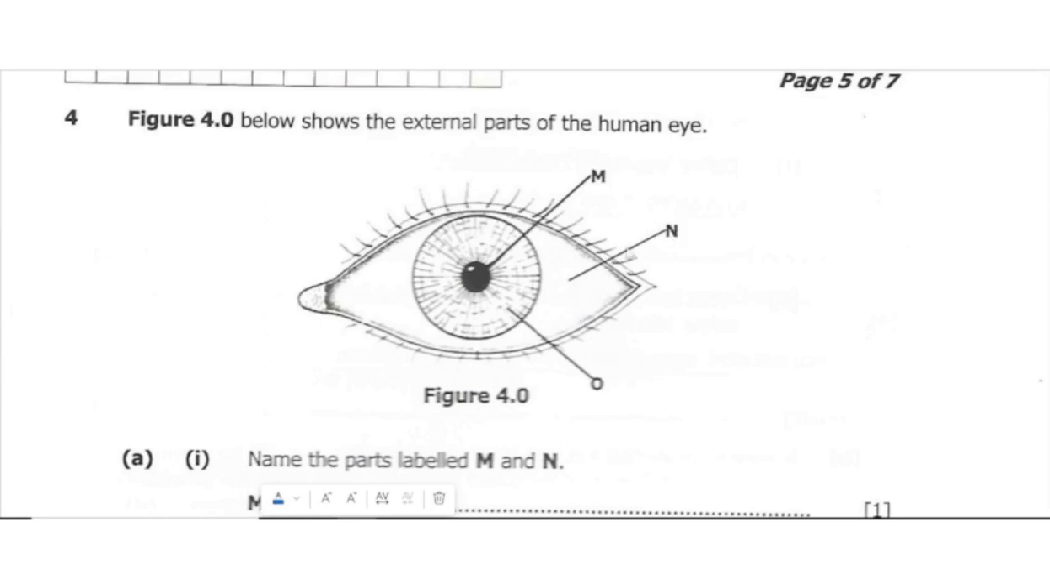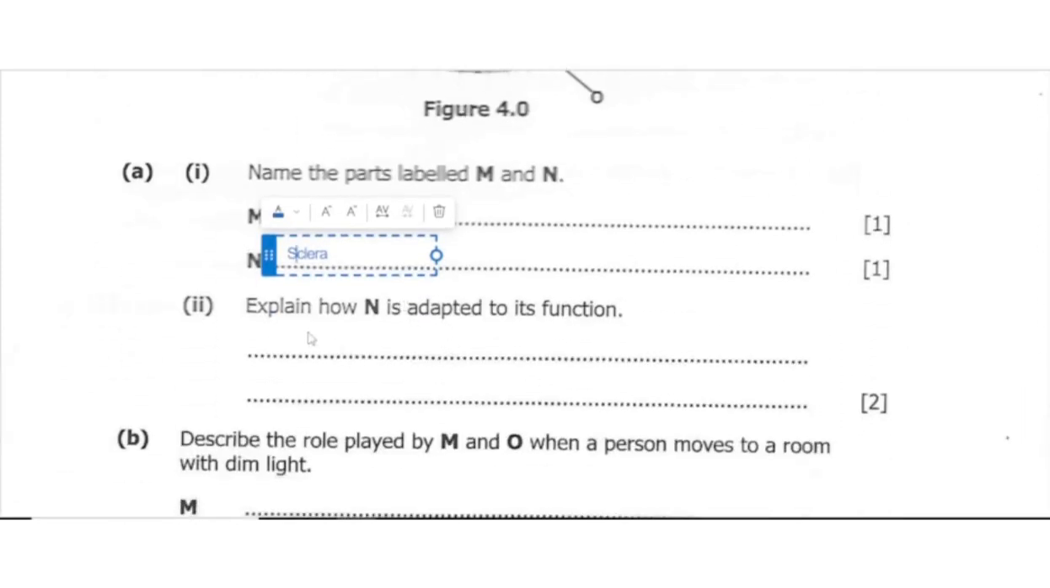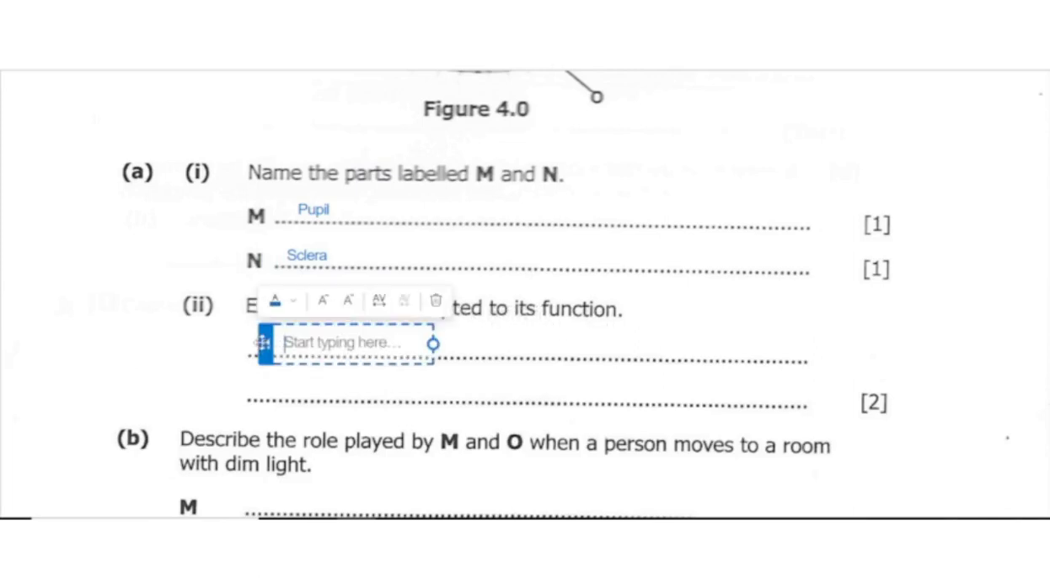So explain how it's adapted to its function. This one, it is opaque. It is opaque in nature. It should be opaque. It is opaque, which prevents light from entering. Anything that is opaque is not going to allow light to enter.